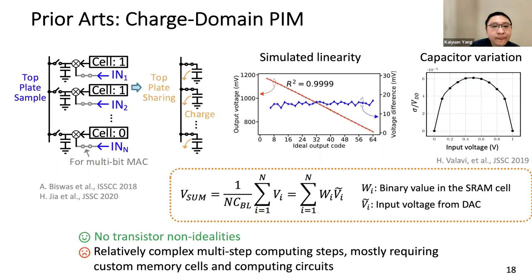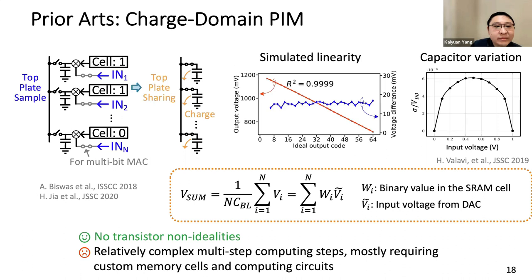A newer approach that tries to deal with the accuracy loss and the nonlinearity issues of current domain computing is called charge domain computing. The idea of charge domain computing is to use charge sharing among capacitors. Capacitors are passive devices that don't have nonlinearity issues like the switch we saw previously.